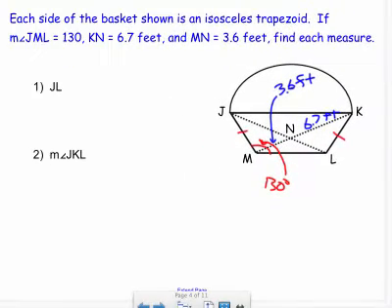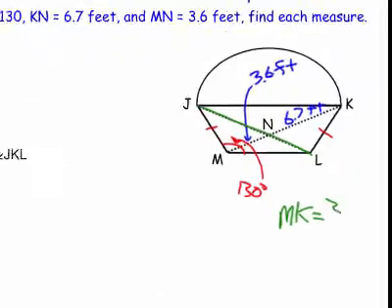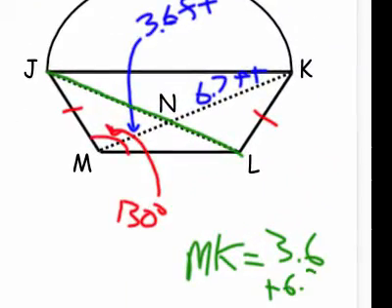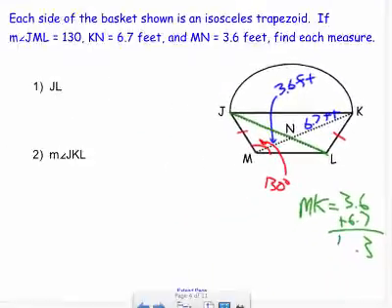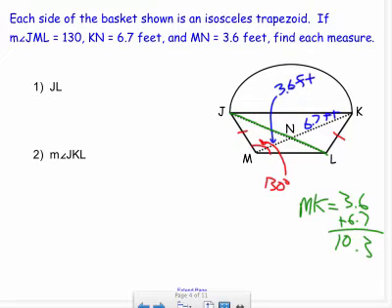Find each measure. It wants us to find JL, that's this entire diagonal. We just learned that in isosceles trapezoids the diagonals are congruent, so that's the same distance as MK. And MK is just the two little segments added together: 3.6 plus 6.7 gives us 10.3. So JL is 10.3. Don't forget your label, feet.